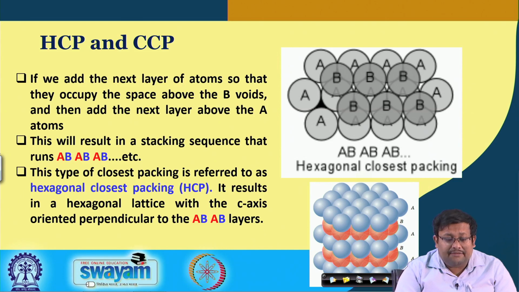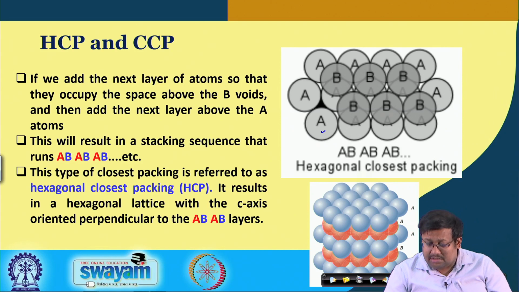So, if you see here, we first had a single layer of similar size ions, which is denoted by A. If we add the next layer of atoms, they occupy the space above the B voids. If you remember the B voids, you can see this second layer occupies the space above the B voids, and then again we add the next layer above these A atoms. This will give you a clearer picture.